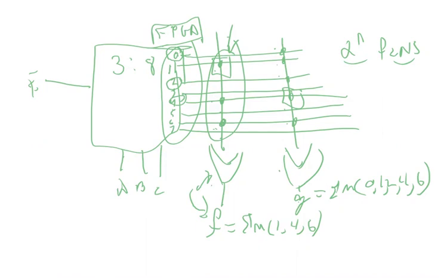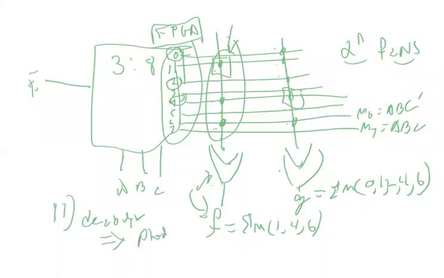And you use those product terms in order to create functions. So if this is M7, the product term is going to be ABC. If this is M6, then the product term is going to be ABC prime. Get it? Does it make sense? Am I making any sense? So that's question 11. Decoder produces product terms. Question 11. What do you think? Is it confusing? Want to try another one?